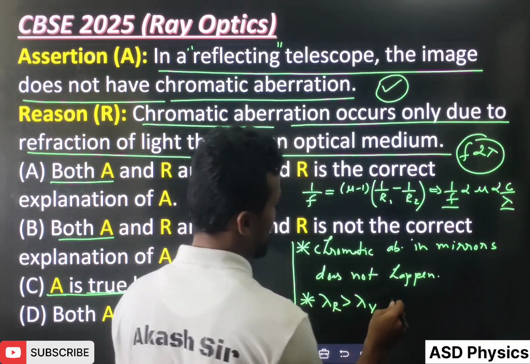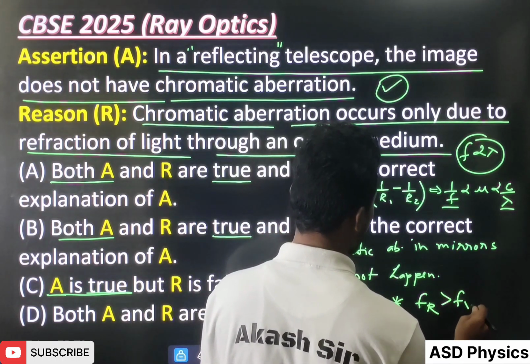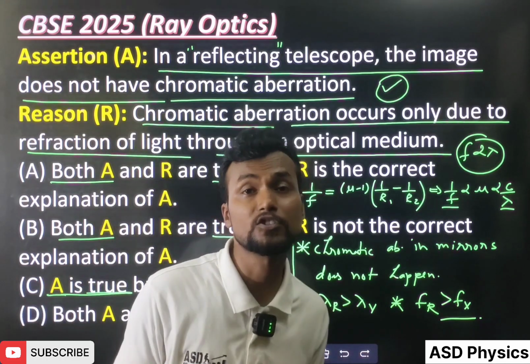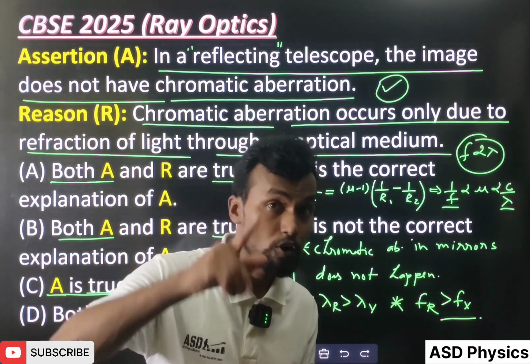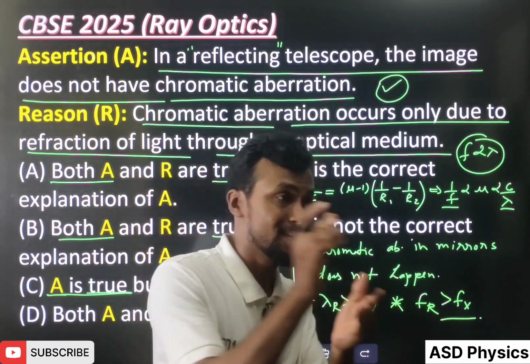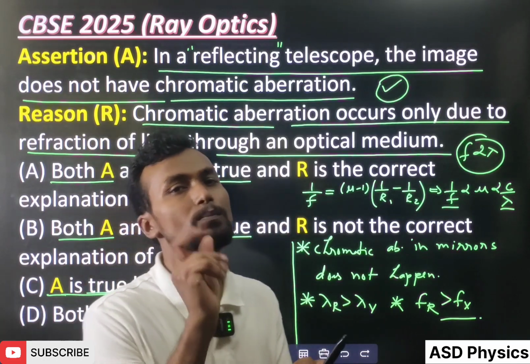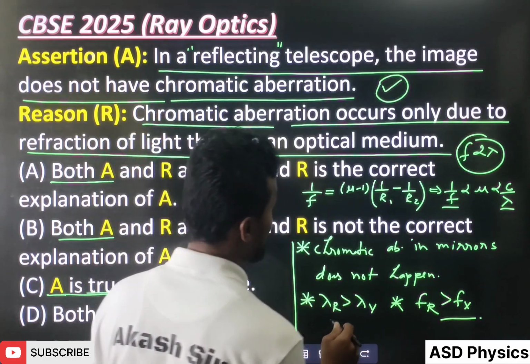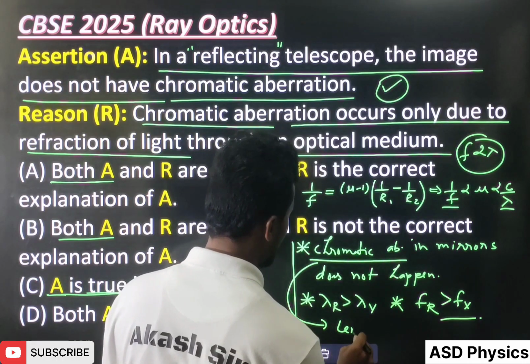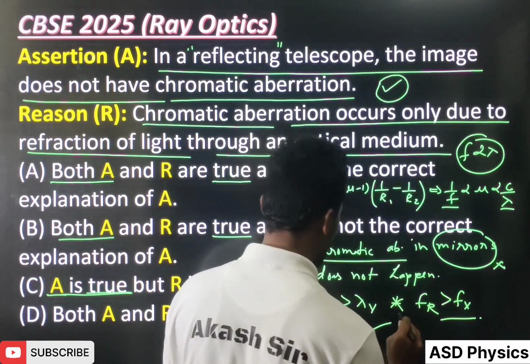Lambda r is greater than lambda v, so Fr is also greater than Fv. That means the focal length for different colors of light will be different because of this nature only. What will happen is that the different colors of light will focus differently and the image will not be a point, it will be somewhat blurred. And this will happen in lenses. This chromatic aberration will happen in lenses, it will not happen in a mirror.